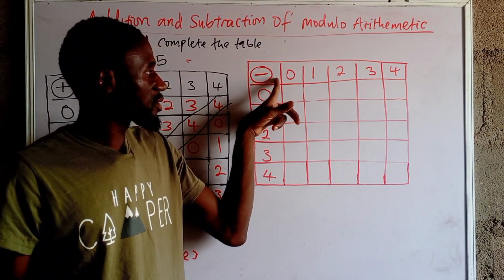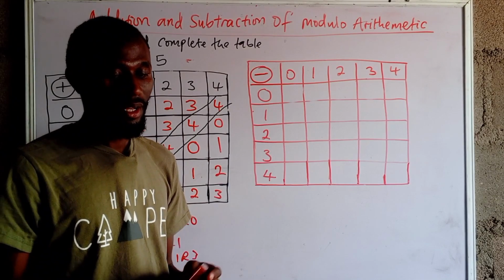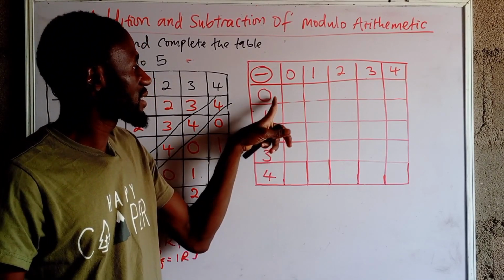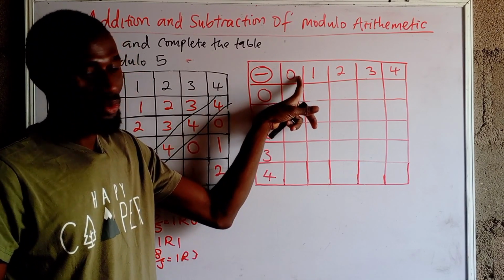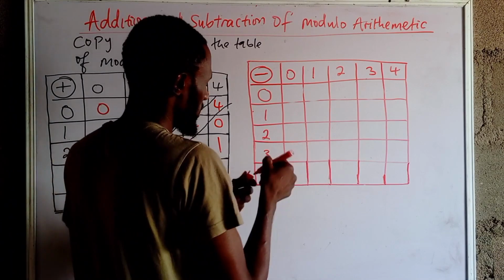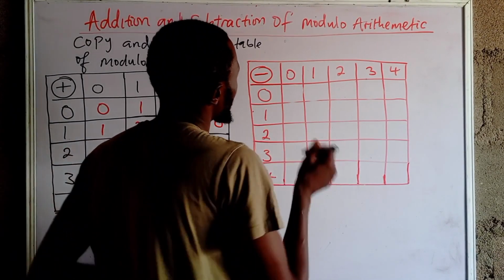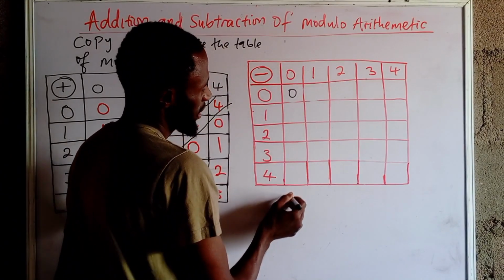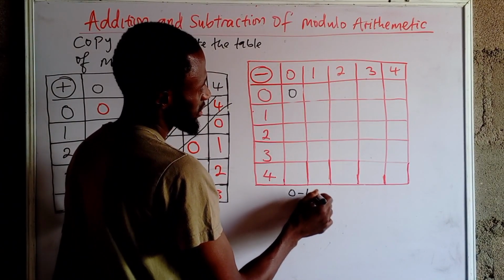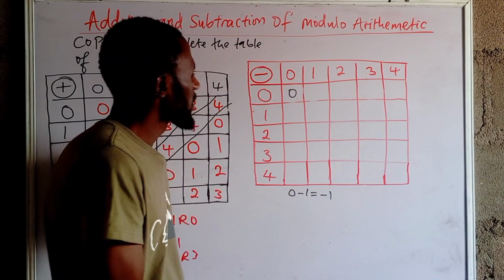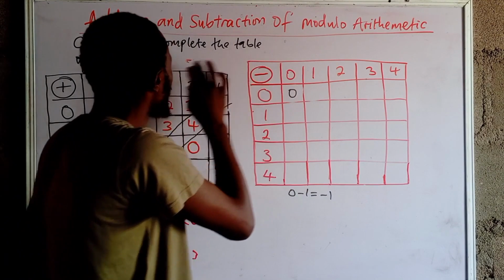Let's solve the subtraction of modulo. In the case of subtraction of modulo, we can subtract 0 minus 0, which gives 0. 0 minus 1 will give minus 1. No need for putting minus 1, therefore you can take the modulo.